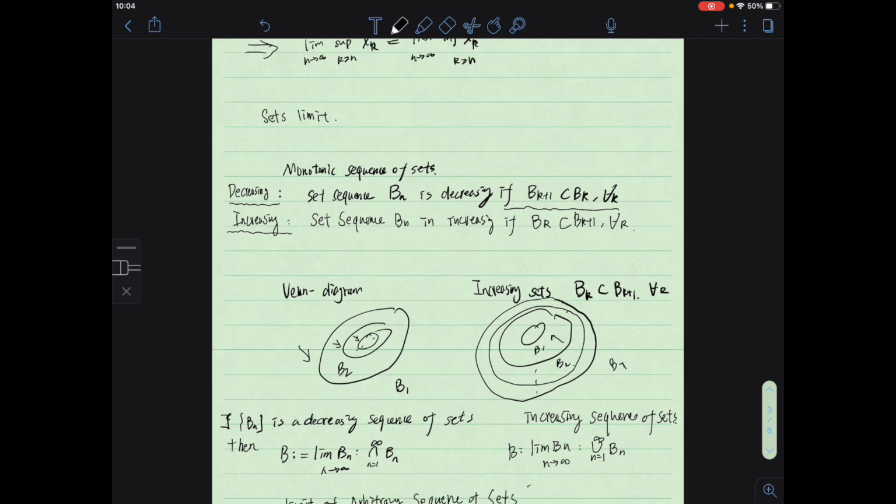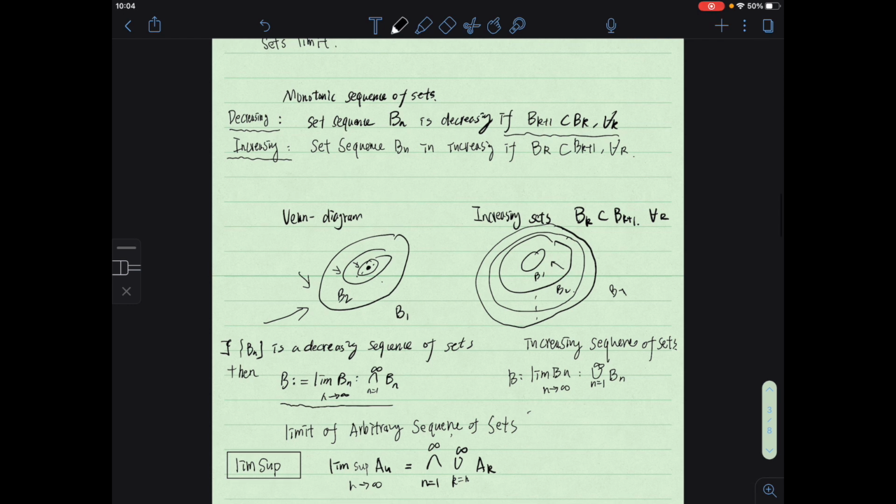So if Bn is a decreasing sequence of sets as shown in the graph on the left, then the limit of these decreasing sequence of sets is actually the intersection of all sets. As you can imagine, the circle gets smaller and smaller until at one point the set reaches its limits, right? So you always take intersection until the smallest set. So that's why we define the limit of Bn equal to the intersection of all Bn. And as n goes to infinity, this reaches its limits.